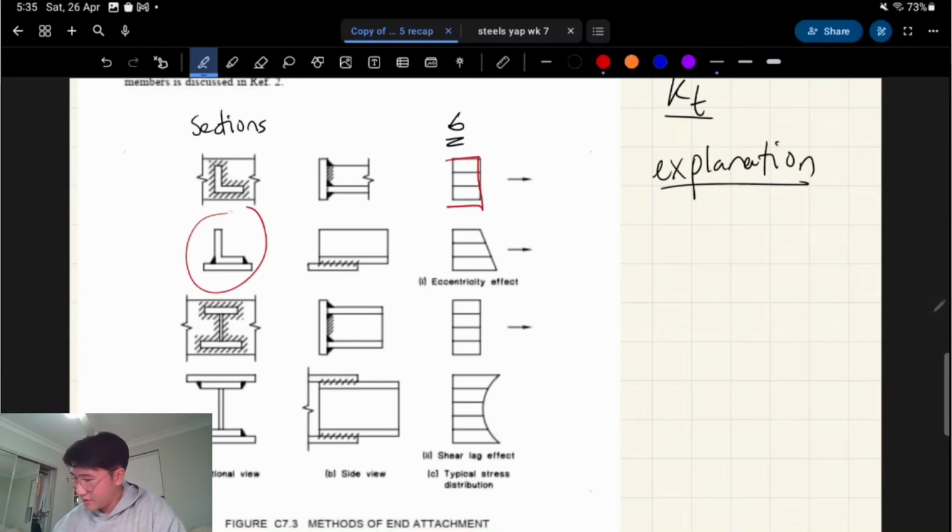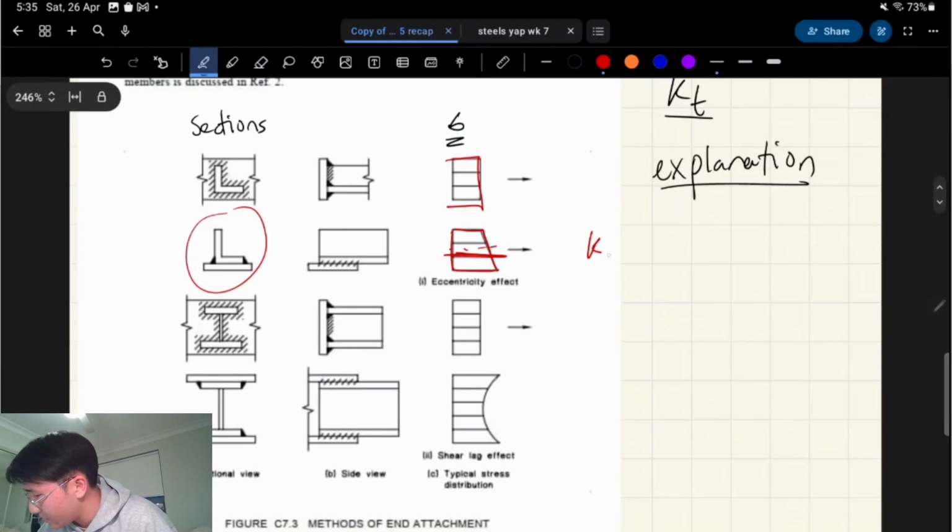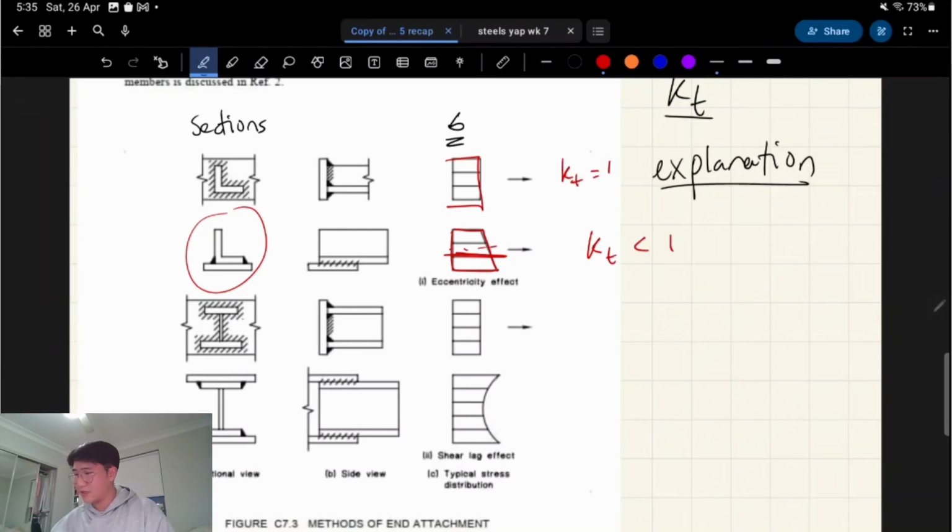Here we have a scenario where eccentricity is affecting it. So the force is being applied off center, right? This is the eccentricity effect. And that's when you get stuff like KT is less than 1. So before we had KT as 1. Now when you have eccentricity, it's like that. Here, KT is 1 because it's uniform and there is no eccentricity.